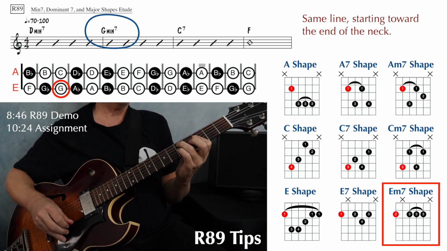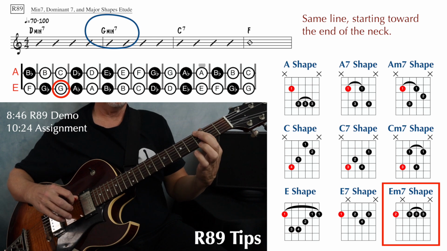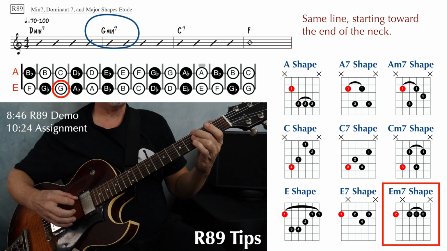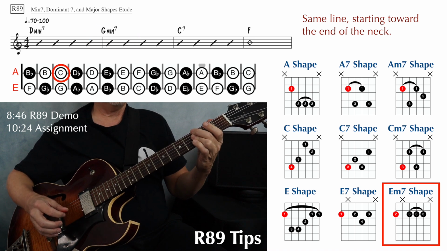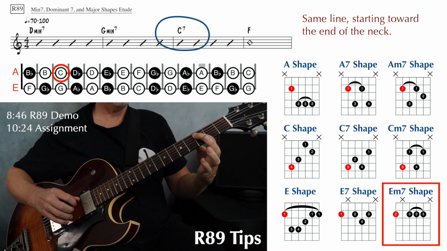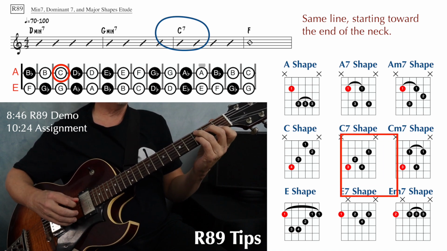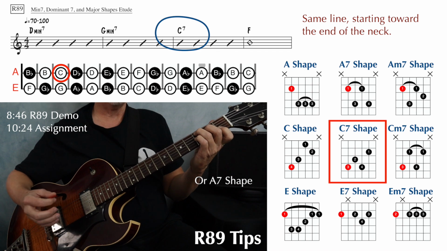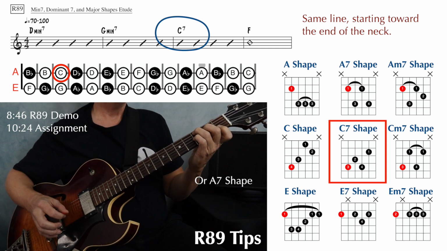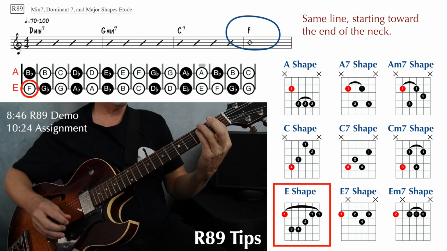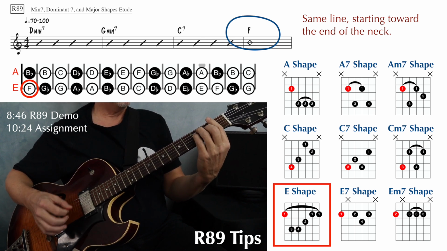Then you would want to find a close G for your G minor 7. That would be at the 3rd fret on the 6th string using the E minor 7 shape. And then a nice close C root note after that for our C7 is there at the 3rd fret also, and that would just be your C7 with the C7 shape. And then F major, there's an F right there at the 1st fret, and that's just that big old major shape.